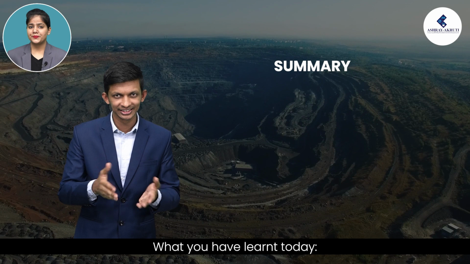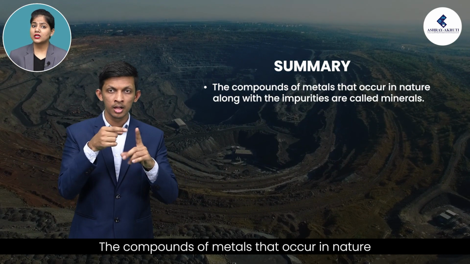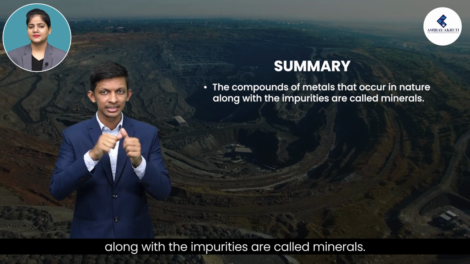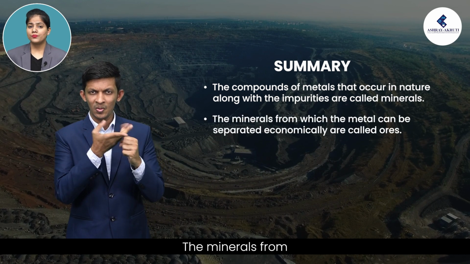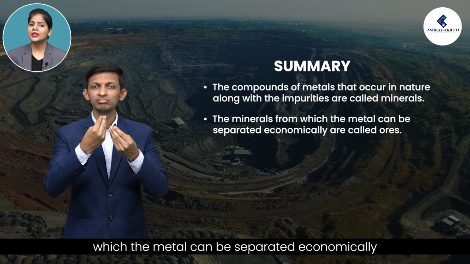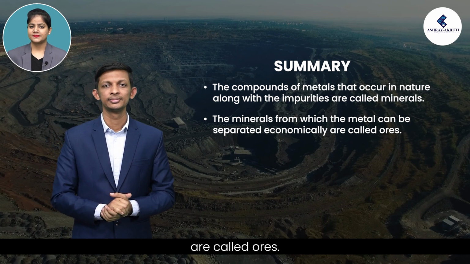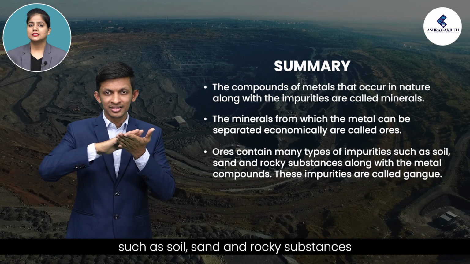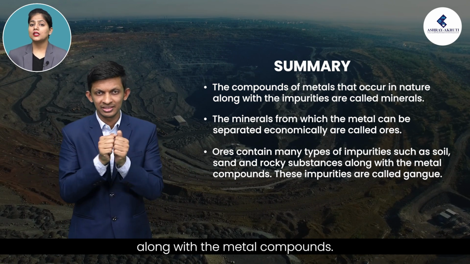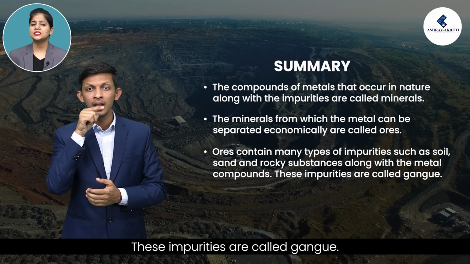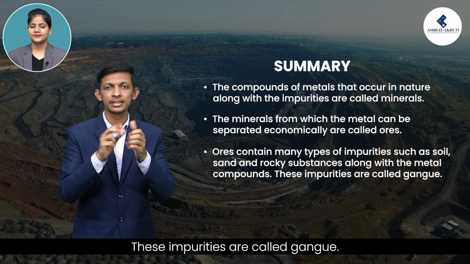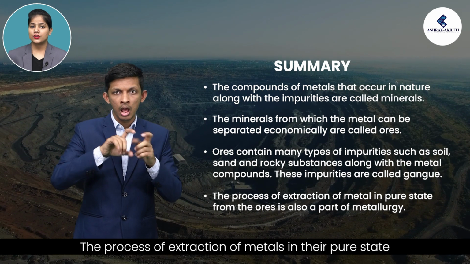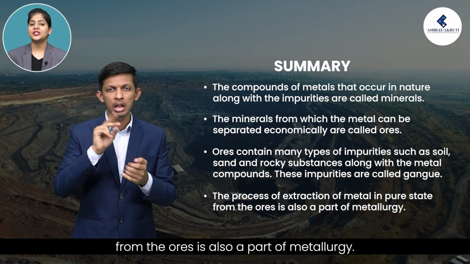What have you learned today? The compounds of metals that occur in nature along with the impurities are called minerals. The minerals from which the metal can be separated economically are called ores. Ores contain many types of impurities such as soil, sand, and rocky substances along with the metal compounds. These impurities are called gangue. The process of extraction of metals in their pure state from the ores is also a part of metallurgy.